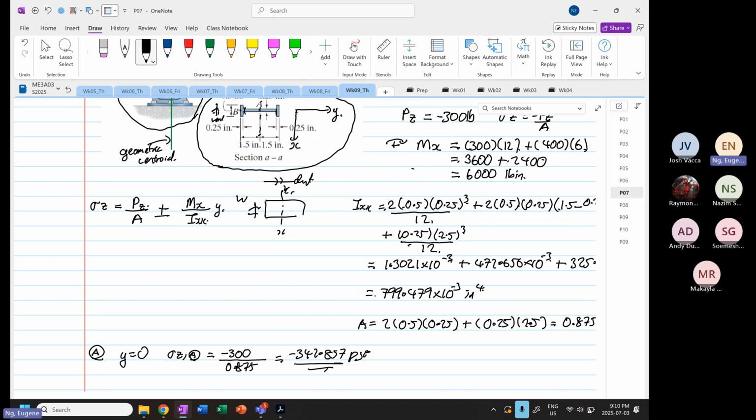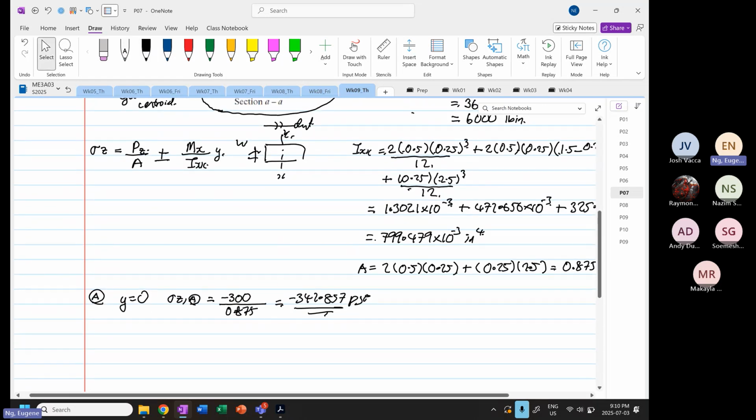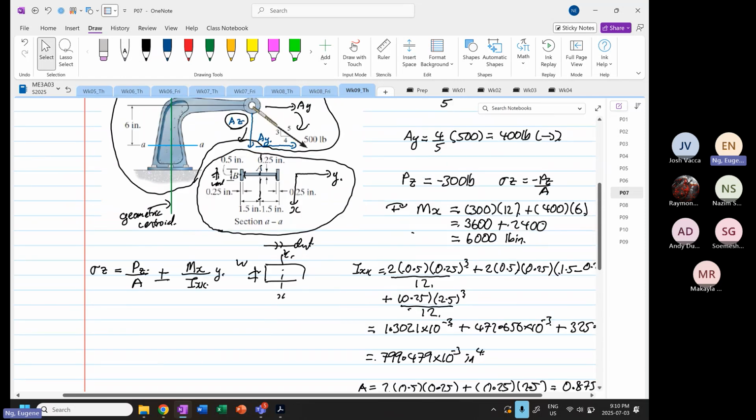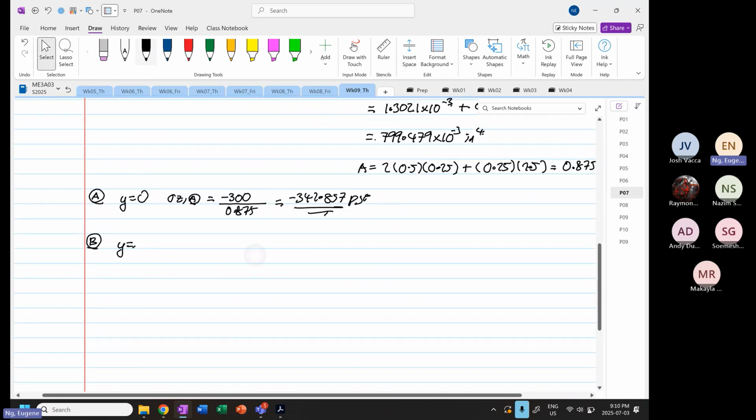Now this question, I want you to calculate the shear. That is our point A, because I have to do this without your knowing about shearing stress yet. And then at point B, where y is equal to what? At point B, the y distance is 1.5.